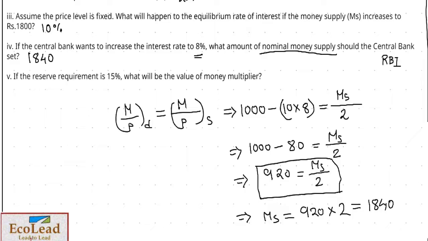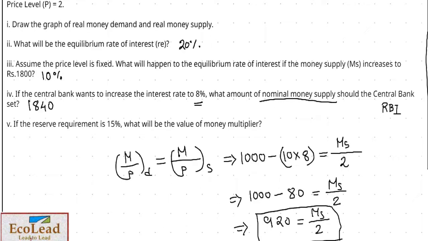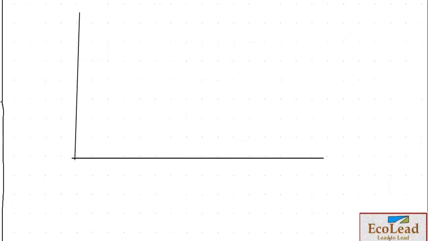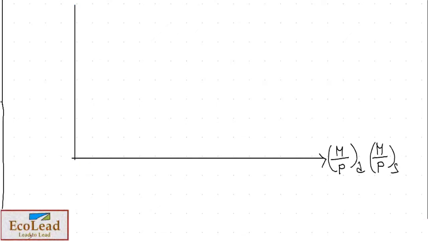Now let us sum up all the first 4 questions. So in the first question, what we identified? Let us draw a graph. On the horizontal axis, we measured the real money demand and real money supply. And on the vertical axis, we have measured the nominal interest rate that has been represented by I.